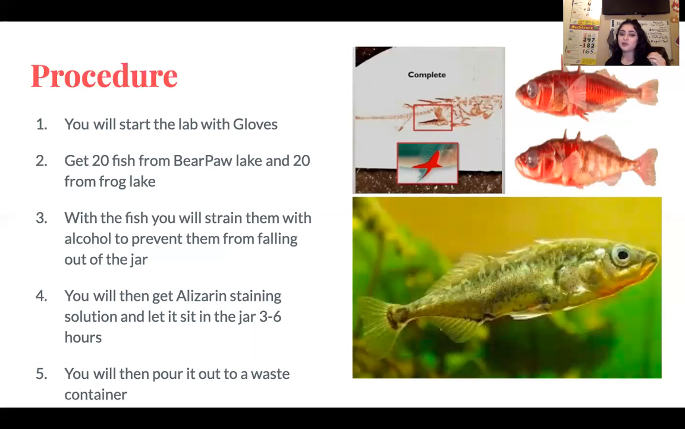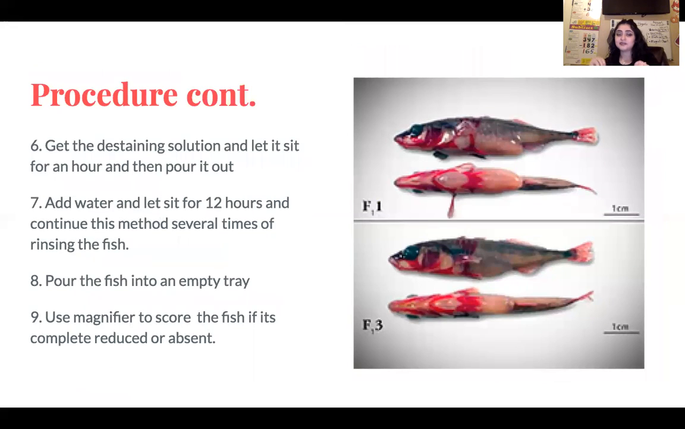After this, we'll have to wait 3 to 6 hours for it to actually stain the fish, which is very important because it needs to be that long so it can actually stain the fish. And then after that, we'll pour it into the waste container. And then we'll get the destaining solution, so it kind of washes out the fish, but it stains the actual bone, so we can see that part. So it's not confusing when we're looking under the magnifier.